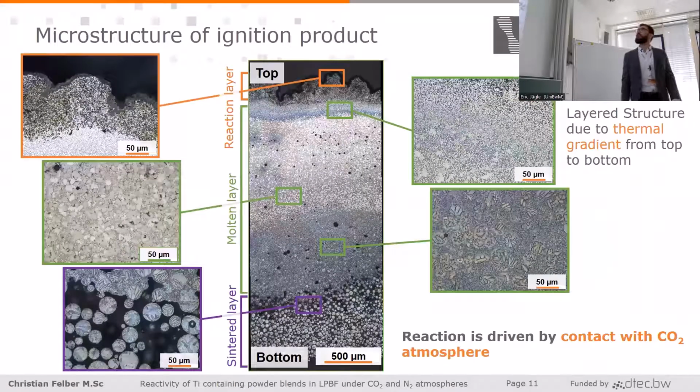Let's take a short look at the microstructure. What we can see is we have a layered microstructure consisting of a reaction layer, a molten layer, and a sinter layer. And this microstructure is due to a thermal gradient which we have in our material, because the reaction is driven by the contact with the atmosphere.